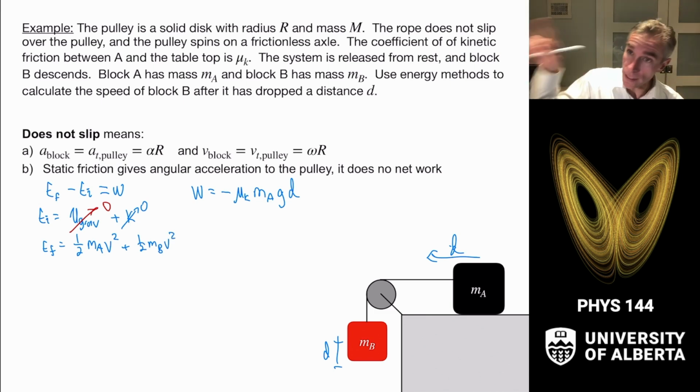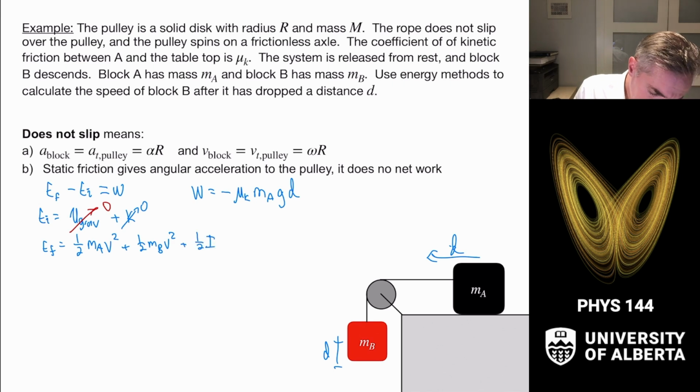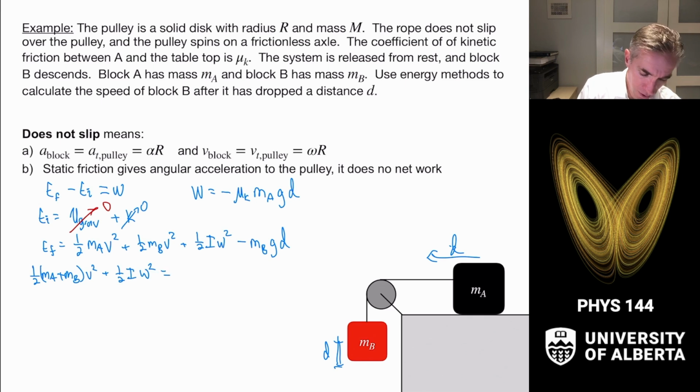The pulley is rotating, and it's going to have a 1/2 I omega squared. And then we've lost gravitational potential energy by dropping block B a distance d. And so we have minus m_b g d. And then we just set our conservation of energy equation up, where we say that 1/2 m_a, I'm going to combine it with m_b just to save some virtual ink, plus 1/2 I omega squared, minus m_b g d is equal to minus mu k m_a g d. I'll push the gravitational energy over to the other side.